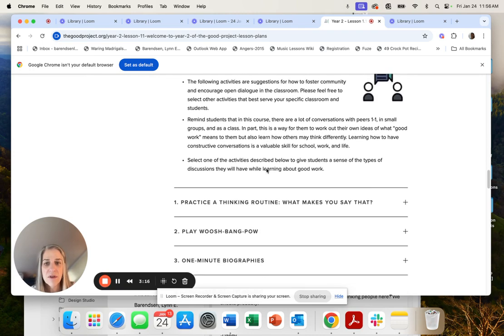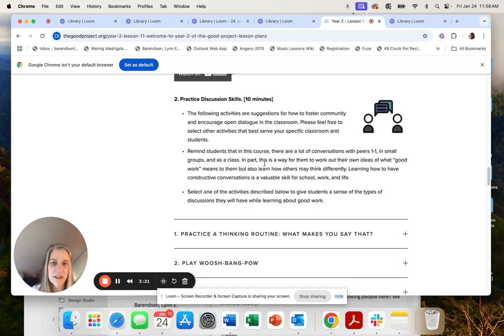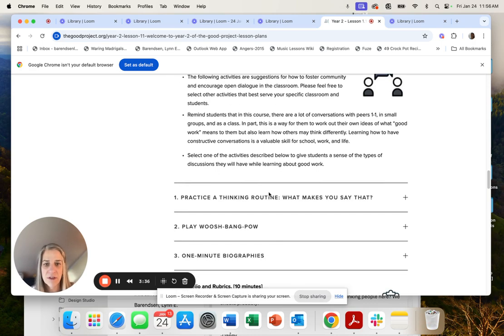And then moving into practicing discussion skills. We have a number of different activities here, and we would suggest looking through them ahead of time to think about what might appeal most to your students, what would work best in your particular contexts. So it's really to get your students excited about discussion and working with one another. So here are a few different ideas.